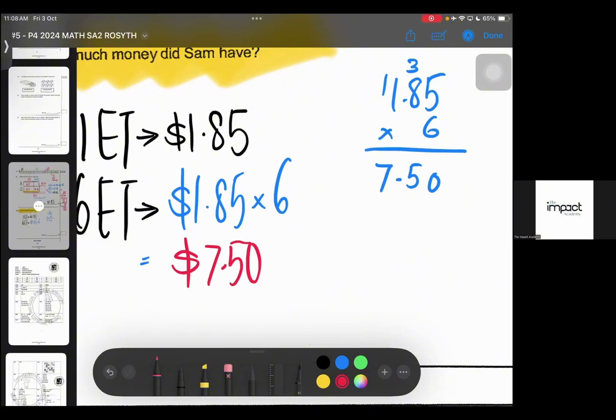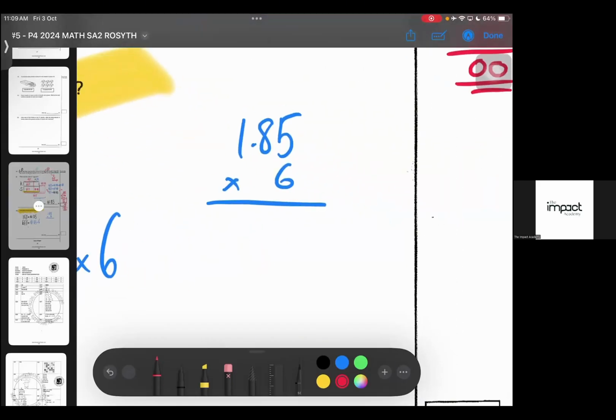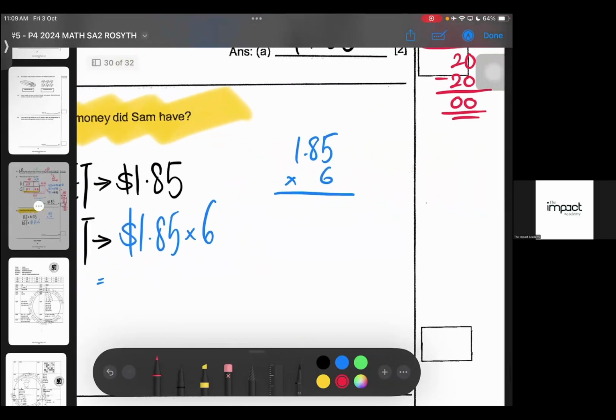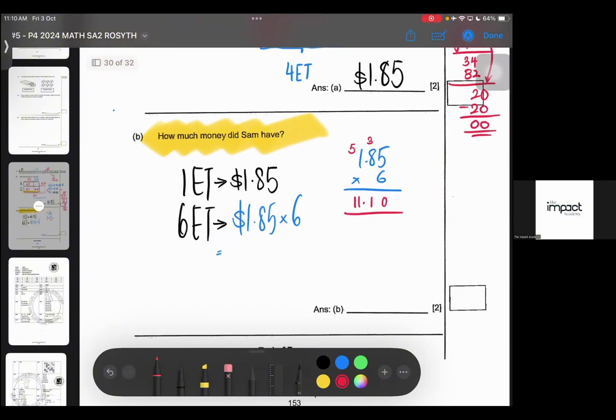Alright, so then this will definitely get you to an answer of $7.50. The kids got tricked. Okay, so it's not 7.50, right? Now let's go. 5 times 6 is what? 30, right? 8 times 6 is 48. 48 plus 3 is 51. 6 times 1 is 6. Yeah, plus 5, you get to $11.10. Am I making sense?